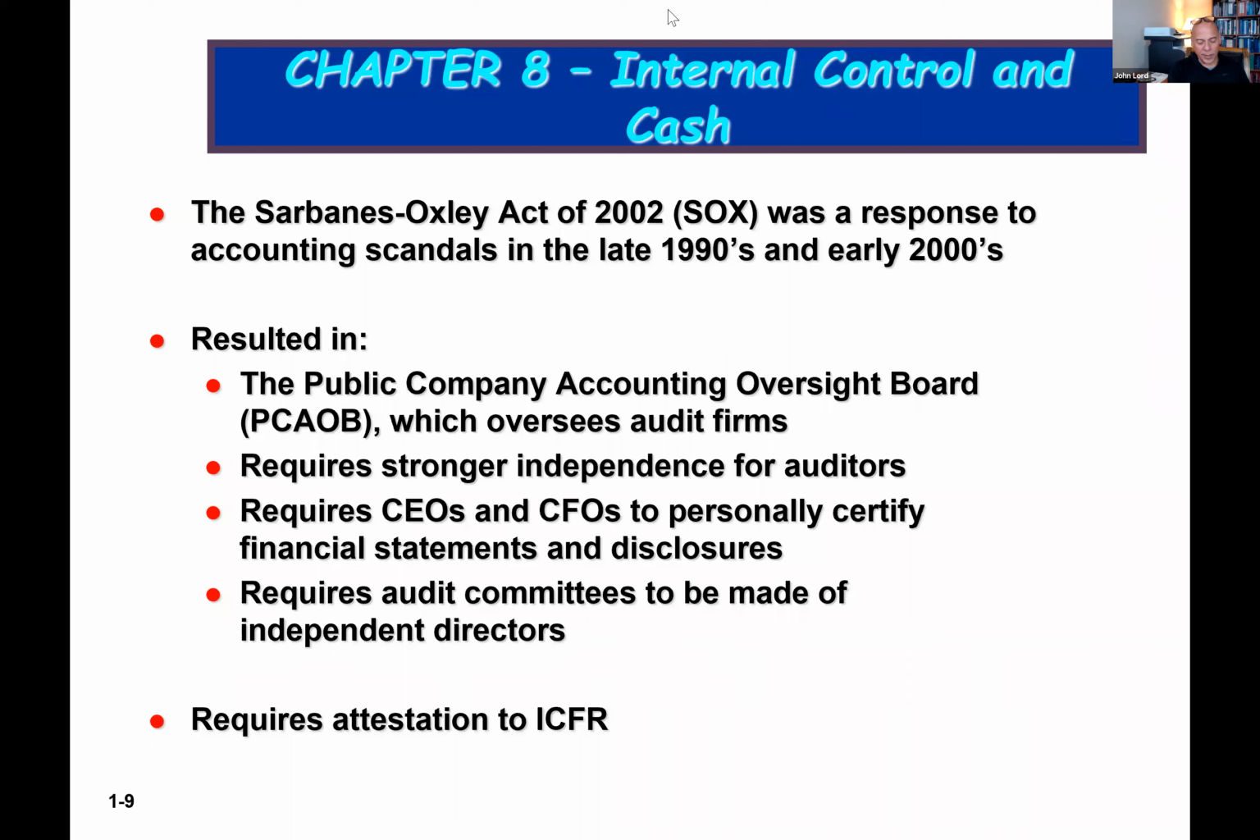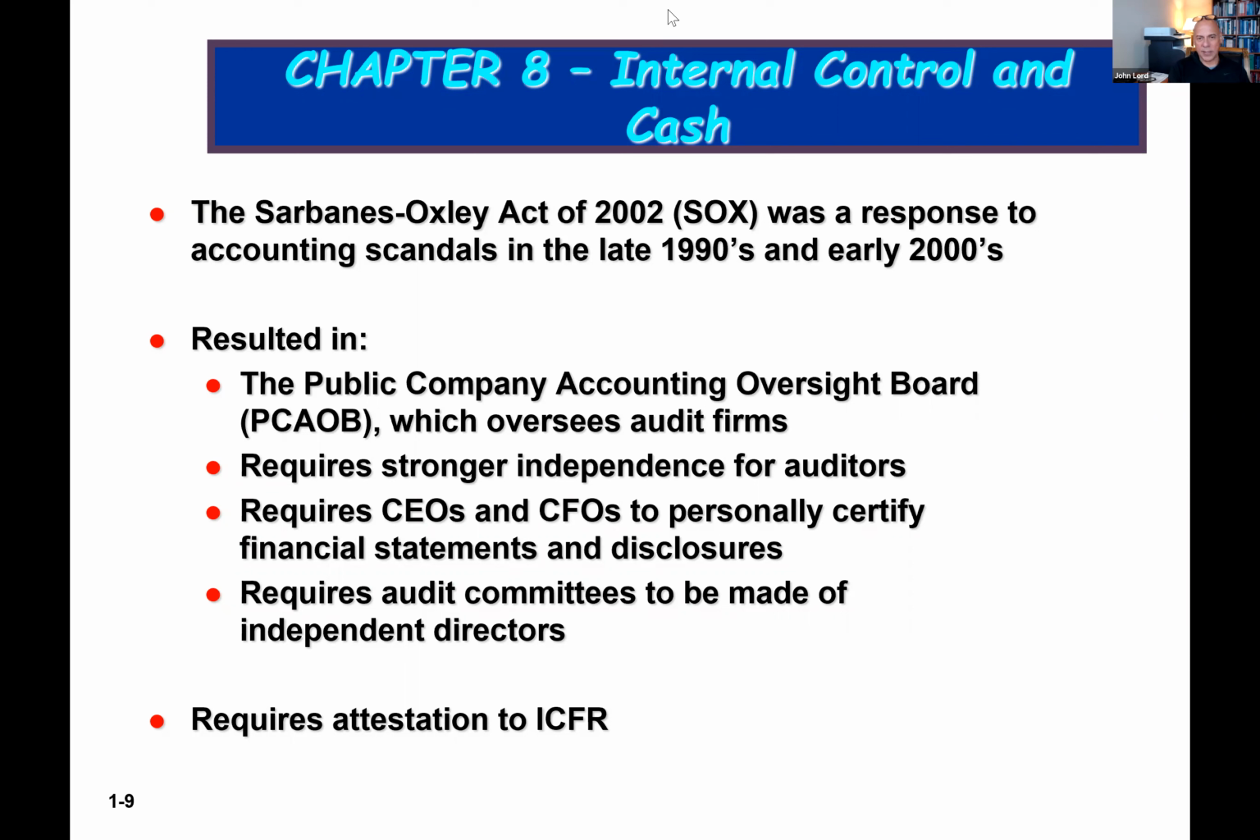Okay, so they put this legislation in place in hopes, all of a prayer, that this stuff won't happen again, but somehow it seems to happen again. Now, what Sarbanes did was create an organization called the Public Company Accounting Oversight Board.